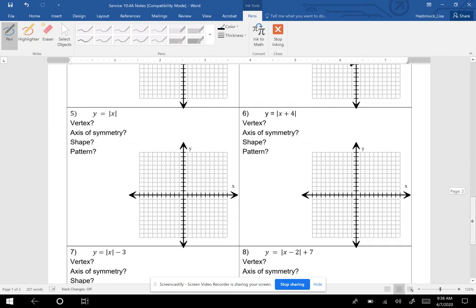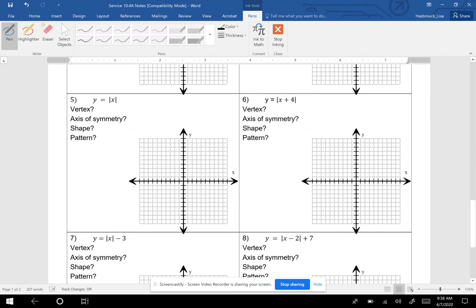Okay, number 5, y equals the absolute value of x. So now we have absolute values, no more squareds, which means this is an absolute value problem. It's V-shaped instead of U-shaped. Remember, our vertex doesn't change. We still find the vertex the same way. Since there's no value with the x in the absolute value, that means our x value of our vertex is 0. There's no number after, which means our y value is also 0. Our axis of symmetry is x equals 0.